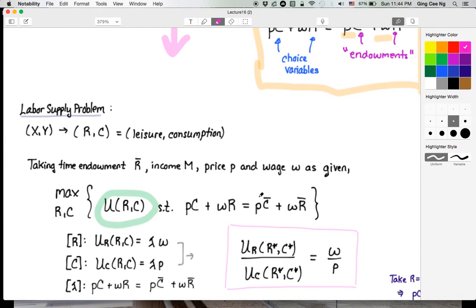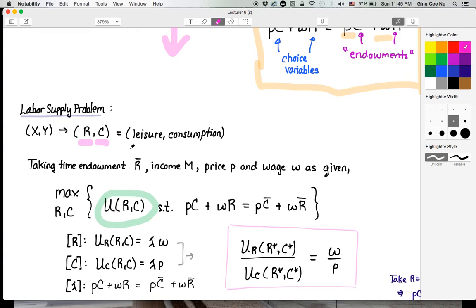I love setting up problems. So here we go. As I mentioned before, the labor supply problem, in the way that we're going to study it today, is going to have two variables: leisure, which is represented by R, and C, consumption.